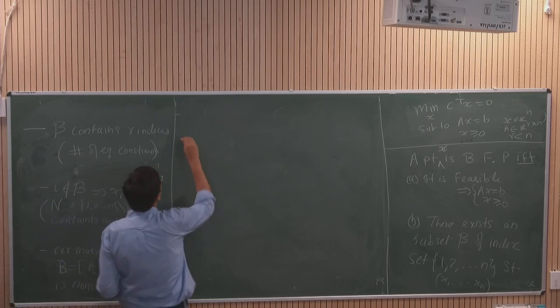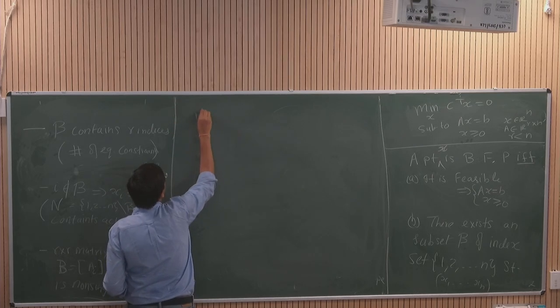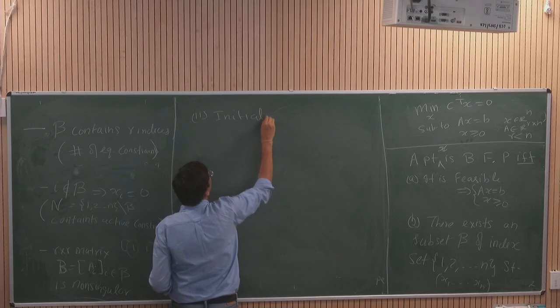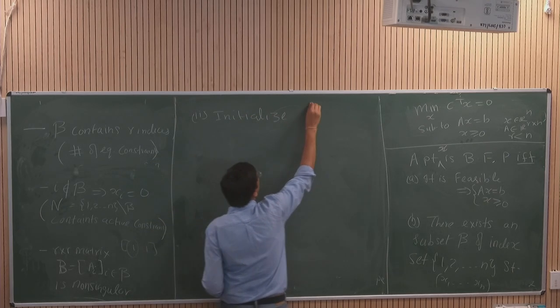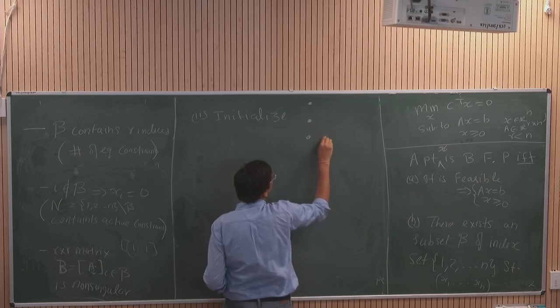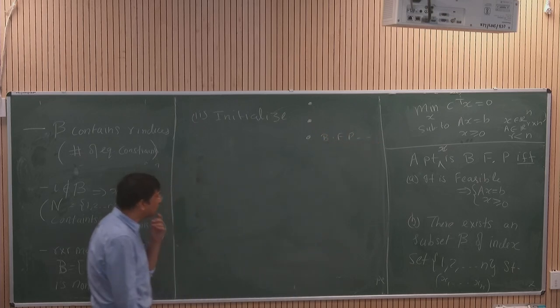So what we'll do is, we're still in the initialization part. I told you three conditions: that the feasible region is a feasible polytope, that the solution lies on a vertex, and that the vertex is defined by a basic feasible point. Those are the three things I told you.